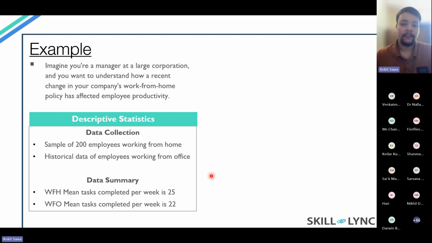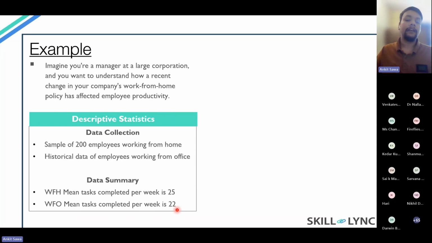In descriptive statistics, as you understand, first we collect the samples, then using those samples, we make data summaries using descriptive statistics, and we use those summaries to make inferences for the larger population. So let's say we collected data for only 200 employees who are working from home. And we also have historical data of employees who are working from office. Let's say we were able to summarize the data. We know that with work from home, the mean tasks people were completing were 25 tasks a week, and in the work from office setup, people were completing only 22 tasks.